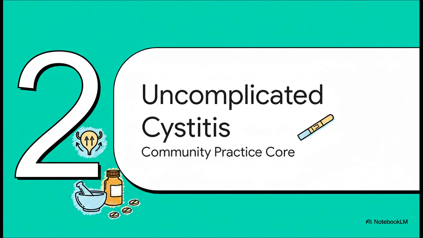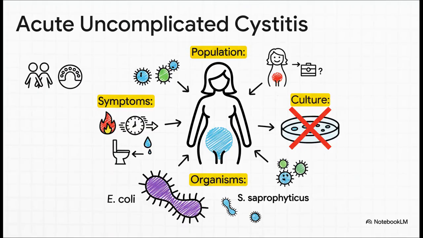All right, let's move on to managing uncomplicated cystitis. This is your bread and butter UTI, the one you're going to see all the time in community pharmacy. You have got to know this inside and out. Okay, so here's the typical picture. You've got a female patient, her urinary tract is structurally normal, and she has those classic symptoms. That burning pain, feeling like you have to go all the time, you know the ones.